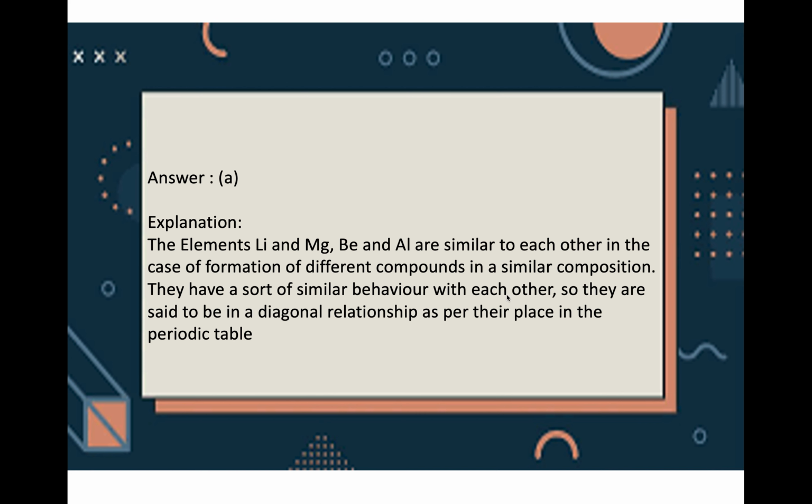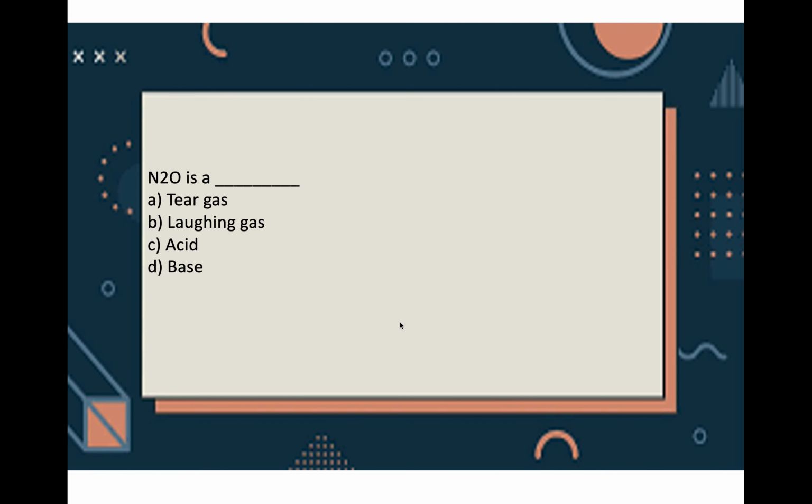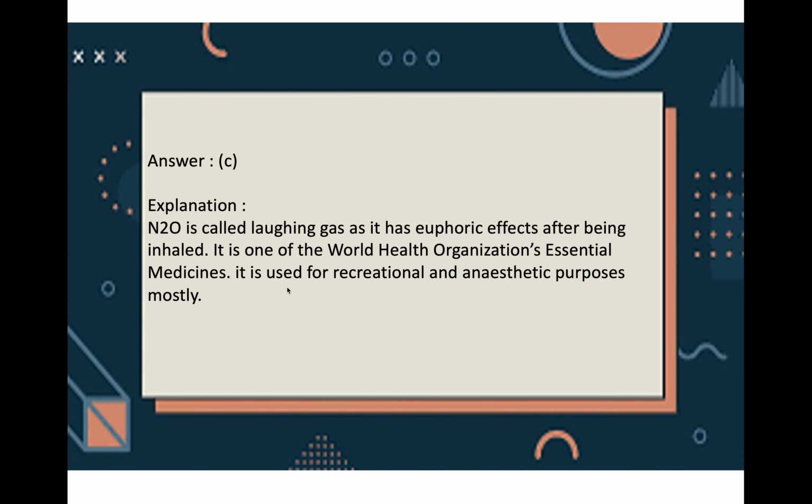So they show similar behavior with each other. So they are said to be in a diagonal relationship according to their positions in the periodic table. Now next, N2O, what is it? Is it a tear gas, laughing gas, acid or base? So N2O is actually an acid, but it's called laughing gas as it has euphoric effects after being inhaled.